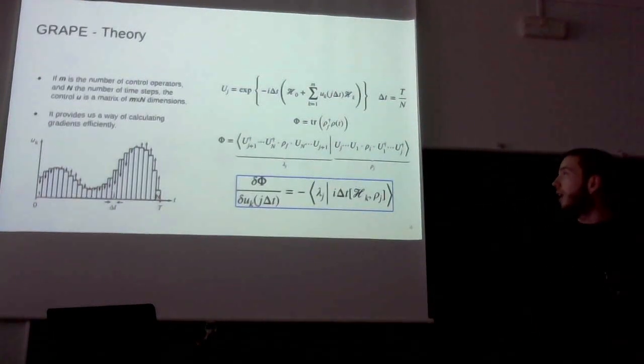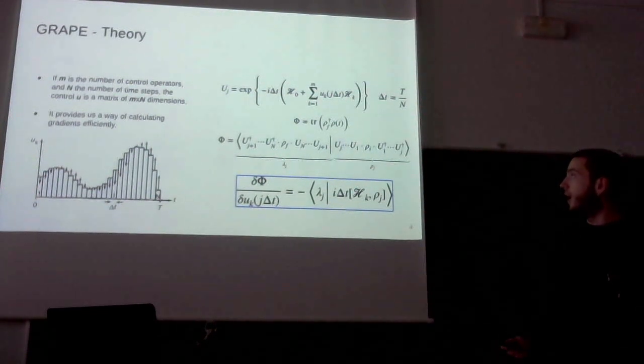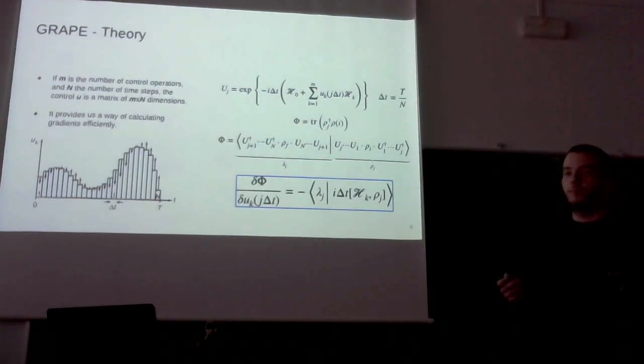Let's start with the GRAPE algorithm. In a quantum system, we typically have an original Hamiltonian, the H0 Hamiltonian, also called the drift Hamiltonian, which defines the system itself and the energy splittings that are in the system. And apart from that, if we want to control this system, we add another term, which are all the controls and the drivings. So if we have m control operators and we discretize the time in n number of time steps, the control U is going to be a matrix of m times n dimensions.